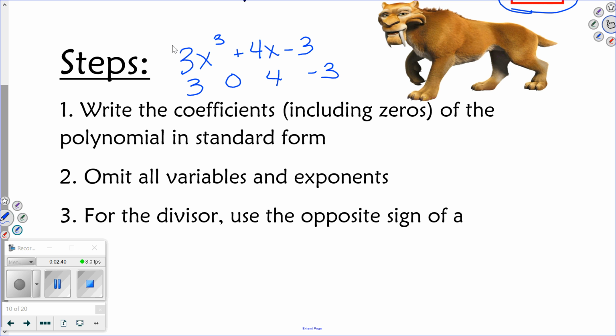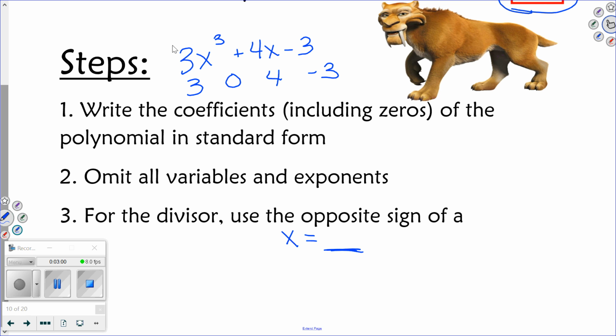All right, you will omit all variables and all exponents. Notice all I wrote down were the numbers. Looks beautiful already, right? Lazy man's way to do this. For the divisor, you use the opposite sign of a. Or in other words, you use what x equals.